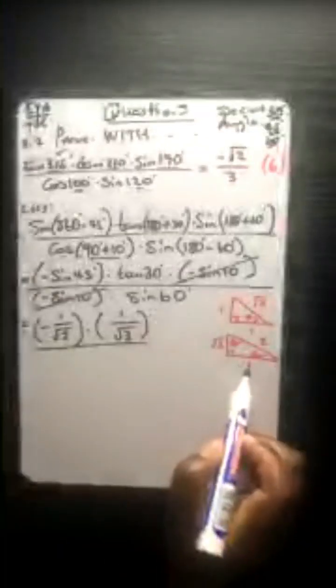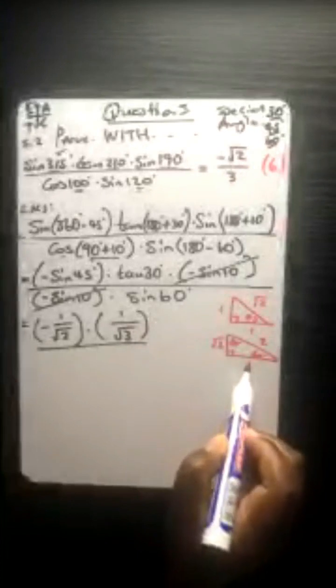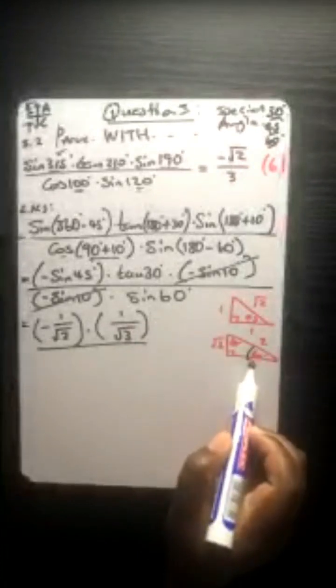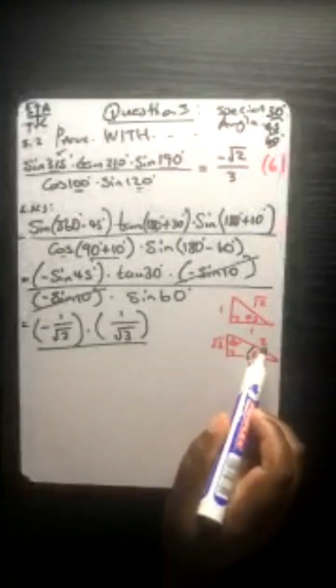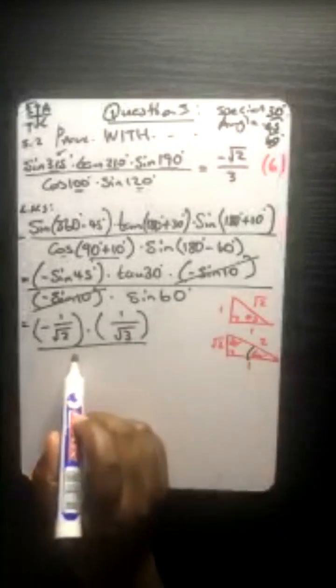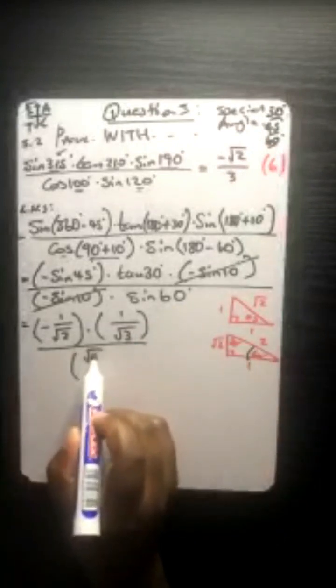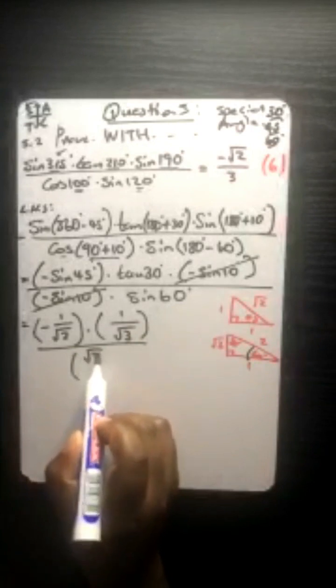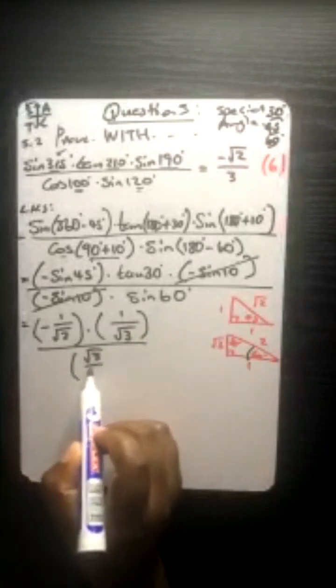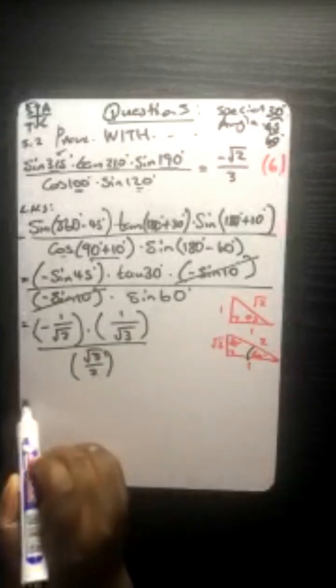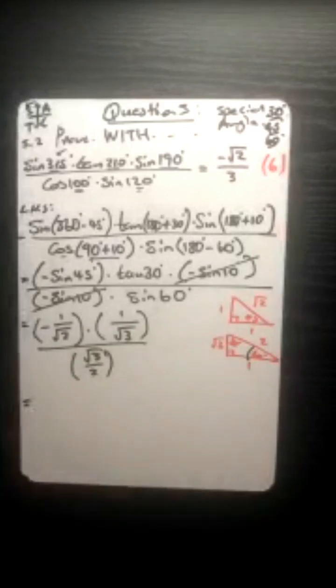divided by sine 60. So let's see. Sine 60 is sine of 60. Sine is opposite over hypotenuse. So I'm thinking there, opposite is the square root of 3 over 2.